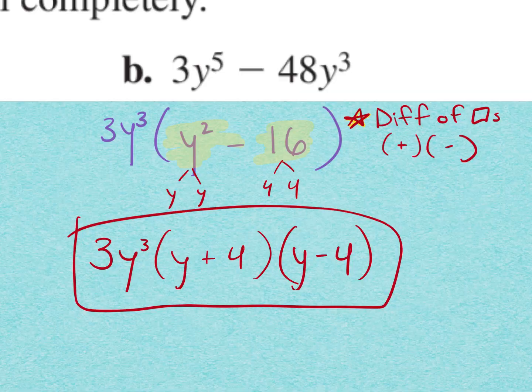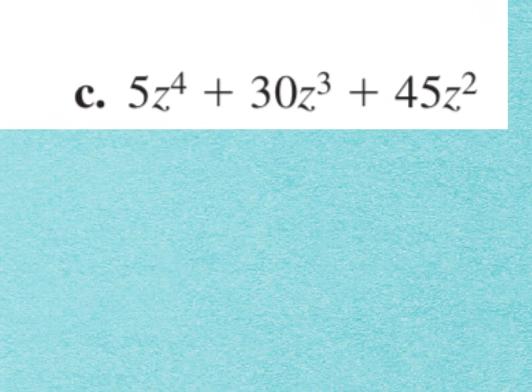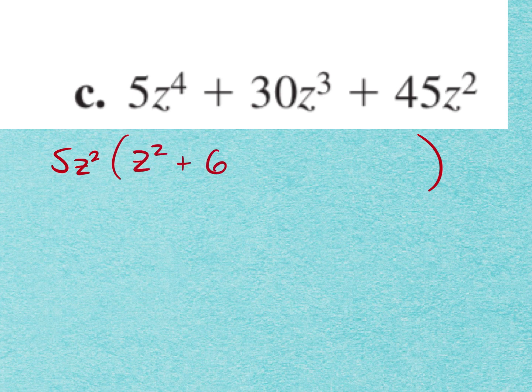All right, what can we do with C? Awesome. We can take out a 5z squared. That's our GCF. When we take out a 5z squared, what are we left with? Because we took out the z squared, it'd just be plus 9. So when we divide everything by 5z squared, we get z squared plus 6z plus 9.